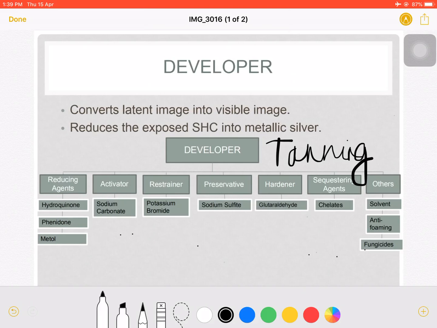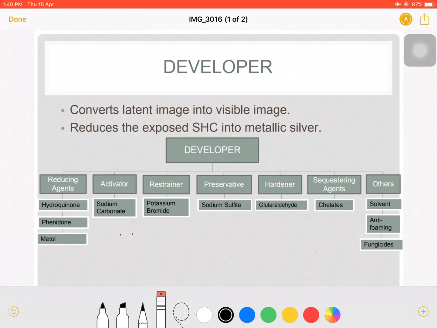So, the chemical used as a hardener for our developer solution is glutaraldehyde. Again, the hardener for developer can only be seen to the chemicals used for automatic processor to prevent the chipping off the emulsion from our film. Okay.